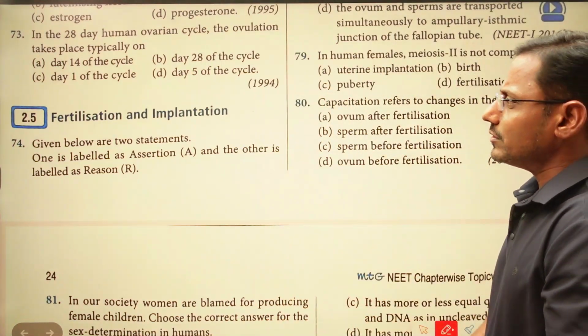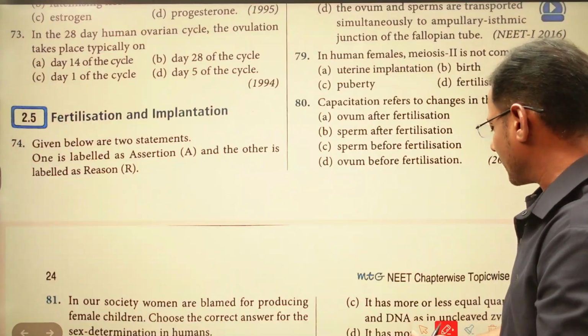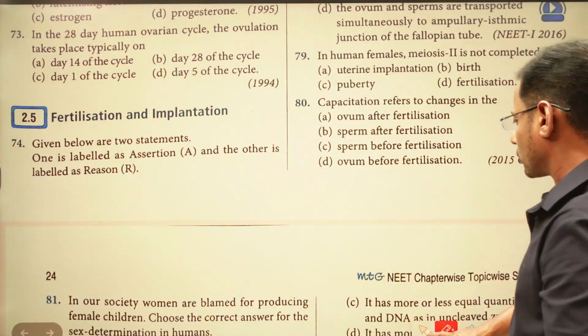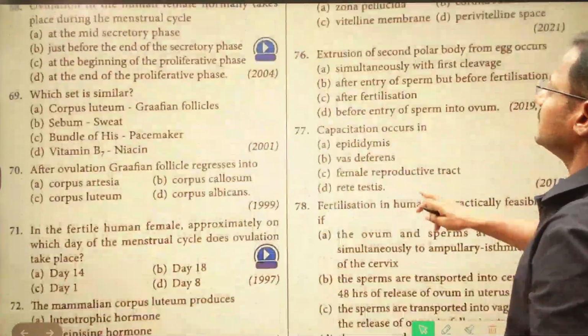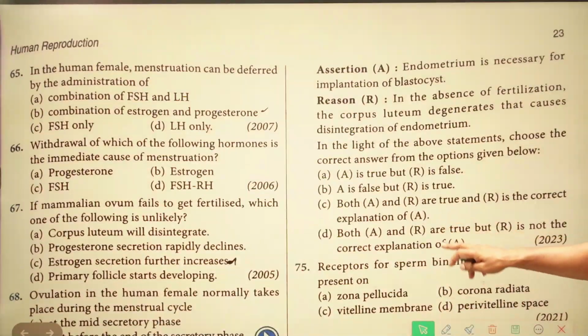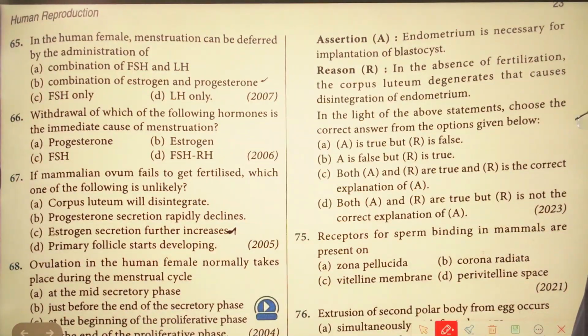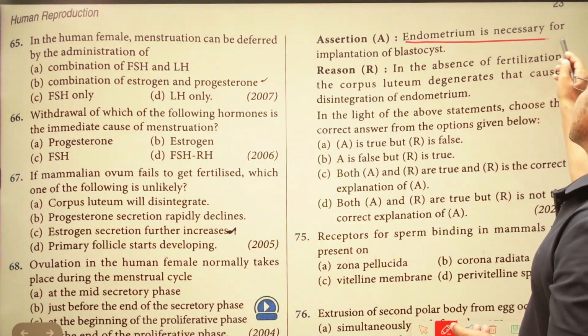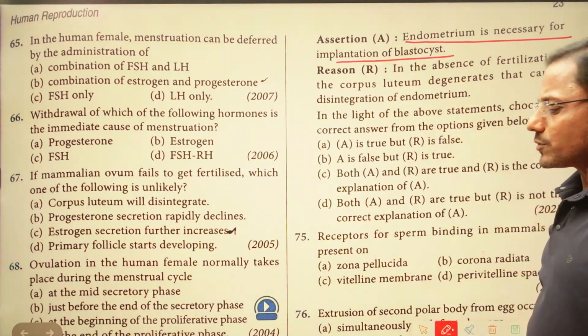Here is the first question. Given below are two statements. One is the assertion, second one is the reason. Let us say the 74th question. Here it is. The assertion is: endometrium is necessary for implantation of blastocyst.